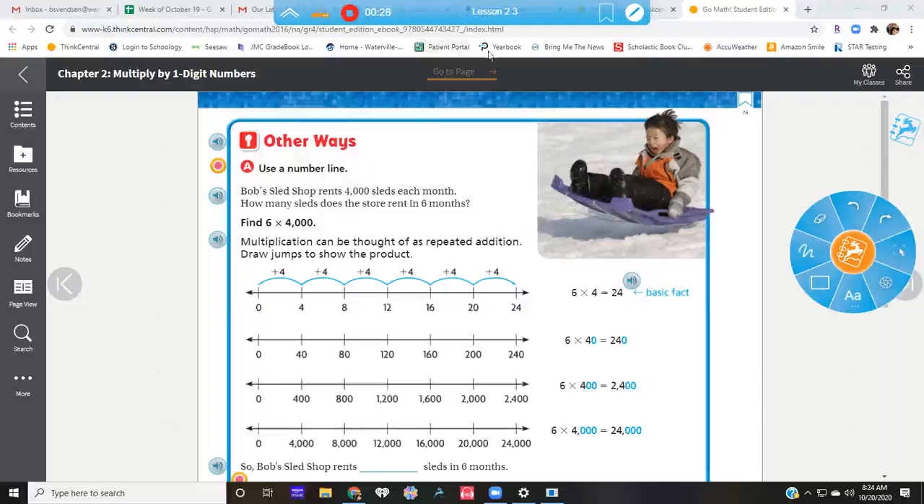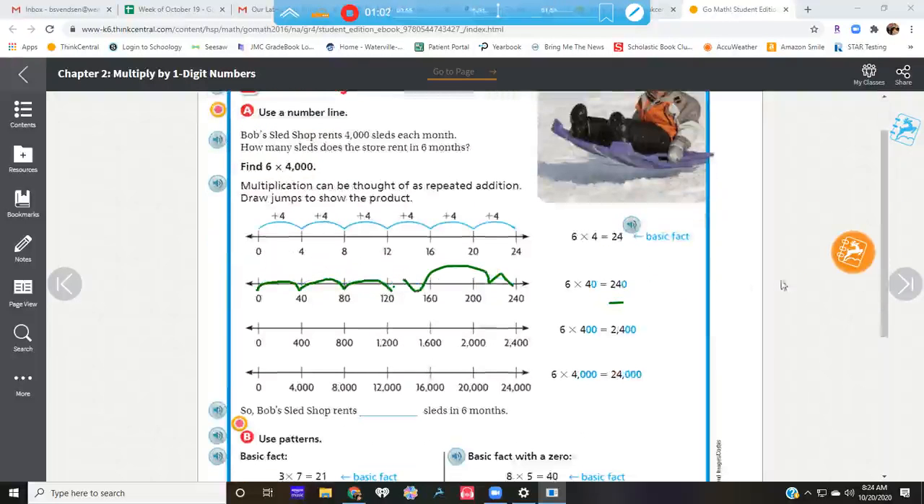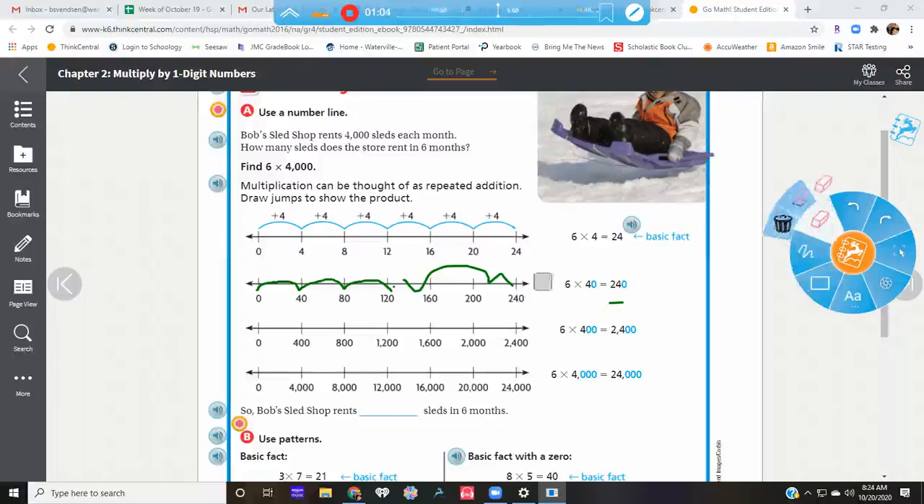So if we draw, we can do this. If we multiply 6 times 4, because if we cover up these zeros right here, our basic fact is 6 times 4. So if we start, there's 4, 8, 12, 16, 20, and 24. Okay, so we got 24. We're counting by fours 6 times.